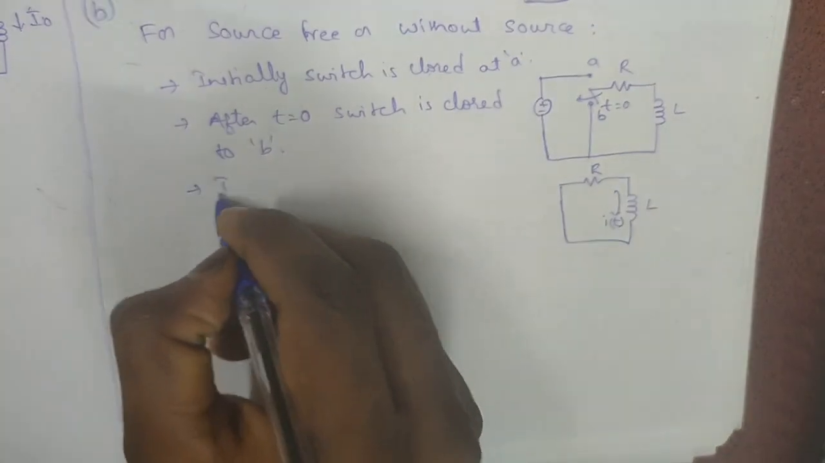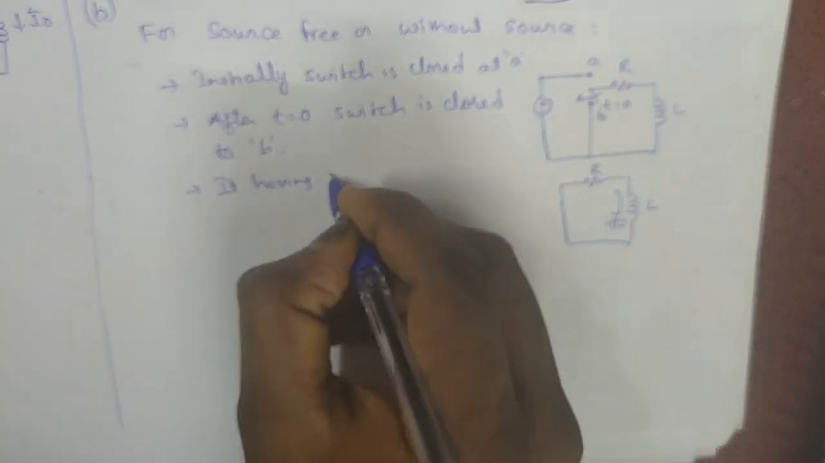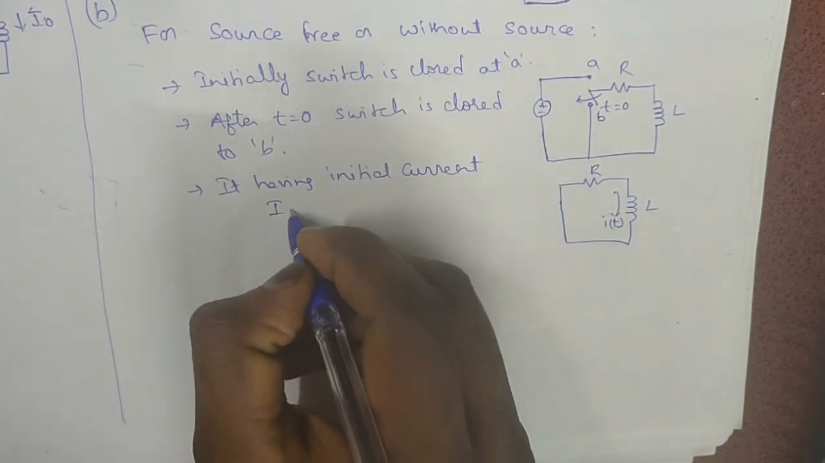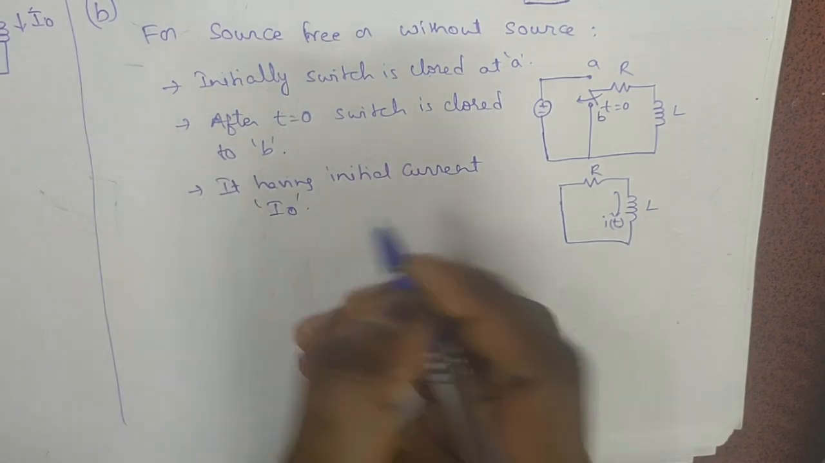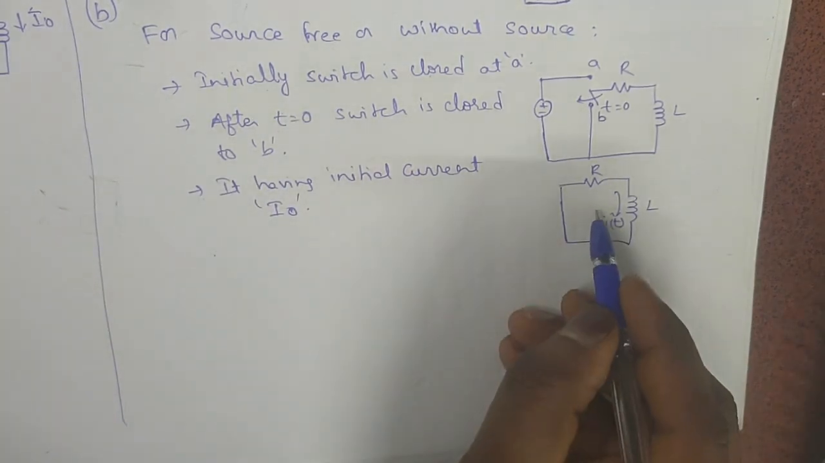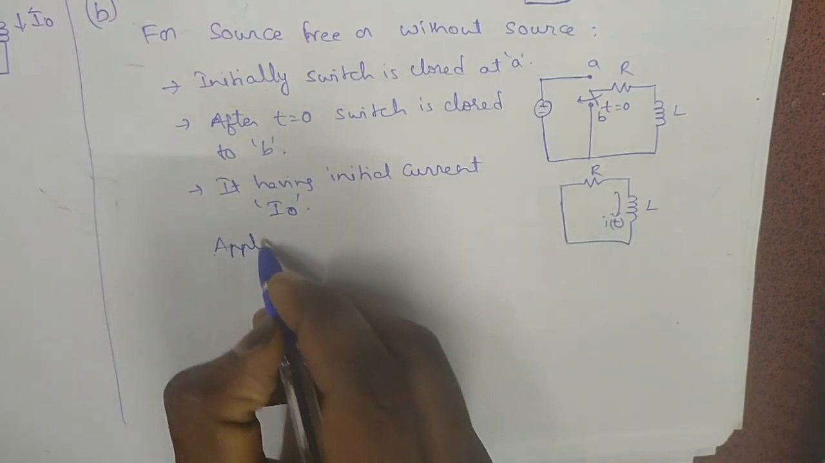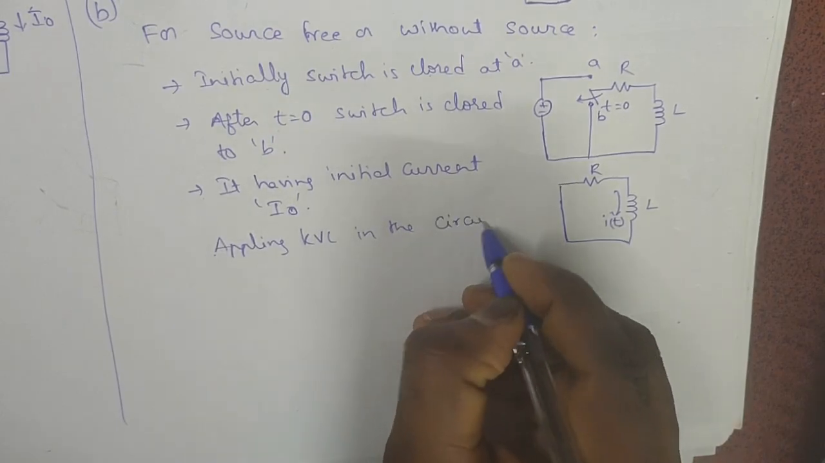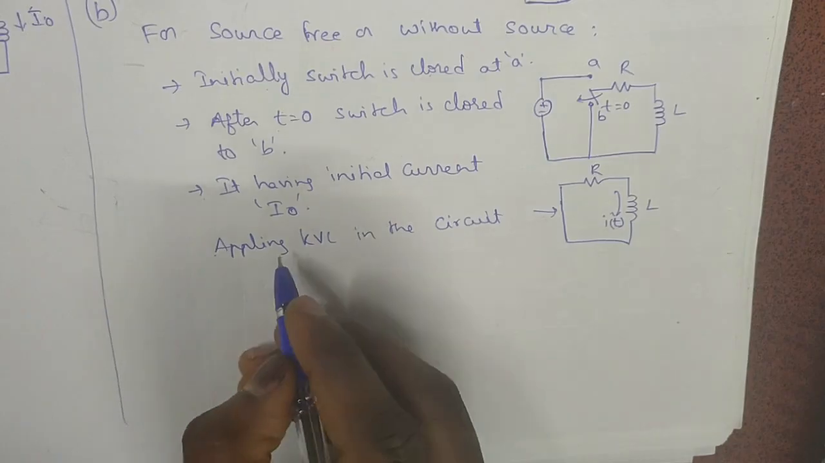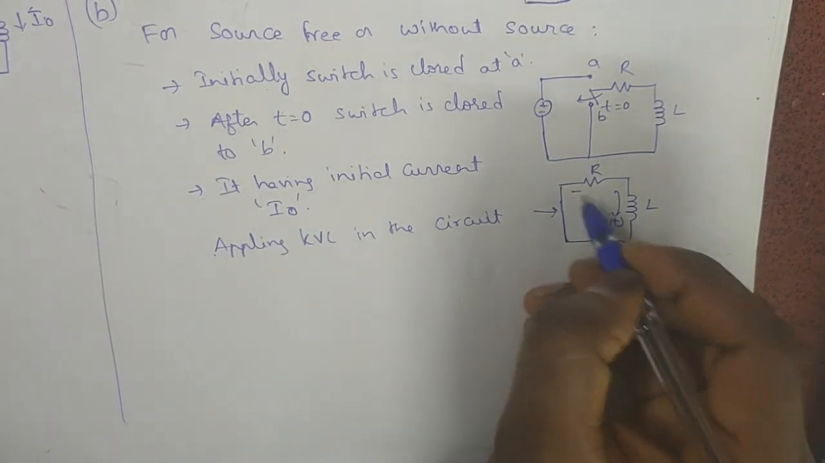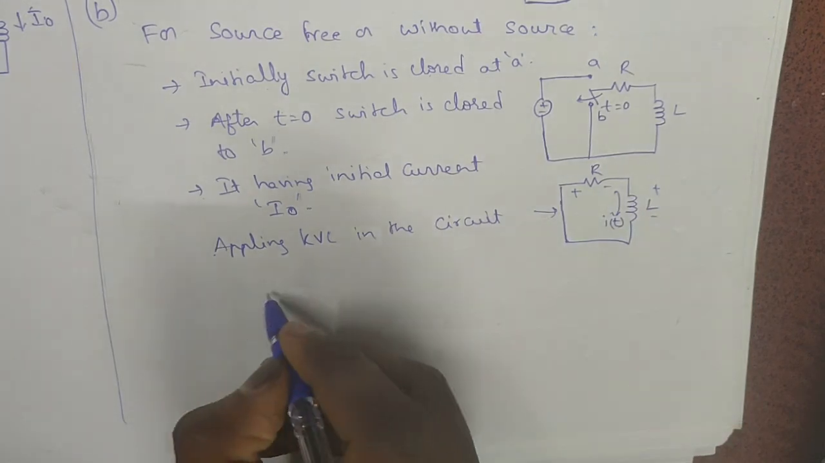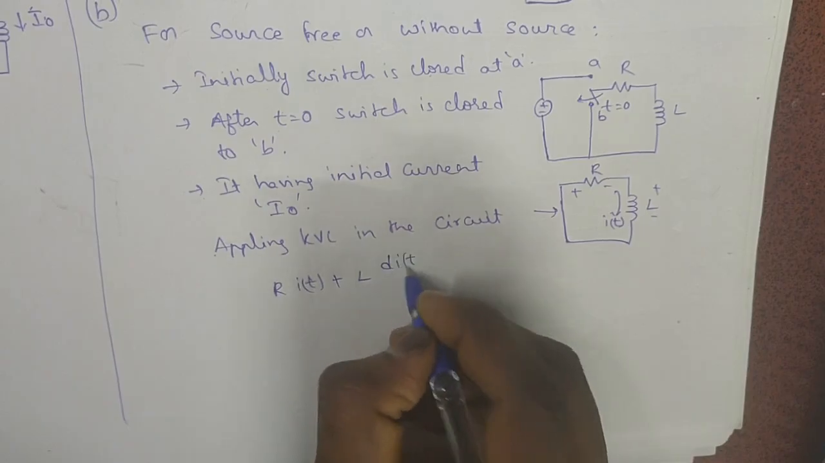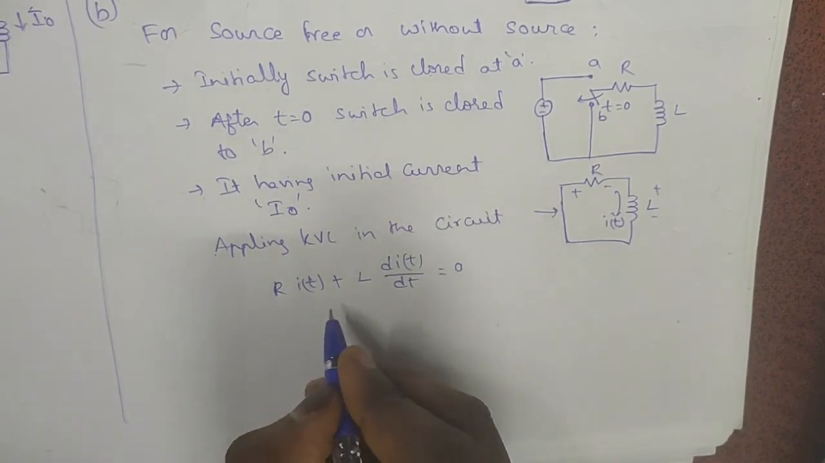Let's consider it having initial current I0. So applying KVL in the circuit. For this circuit, starting from here, it's positive, negative, positive, negative. So R i of t plus L into di of t by dt is equal to 0.